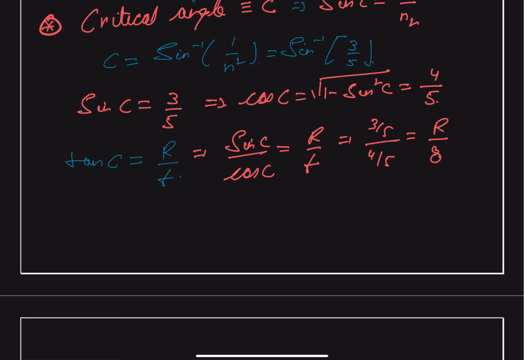So here 5 and 5 goes away. So we get that our R by 8 will be equal to 3 by 4. So this gives us that R is equal to 3 by 4 times 8, and this goes by 2. So we get that our radius is equal to 6 centimeters, which we were supposed to find out.